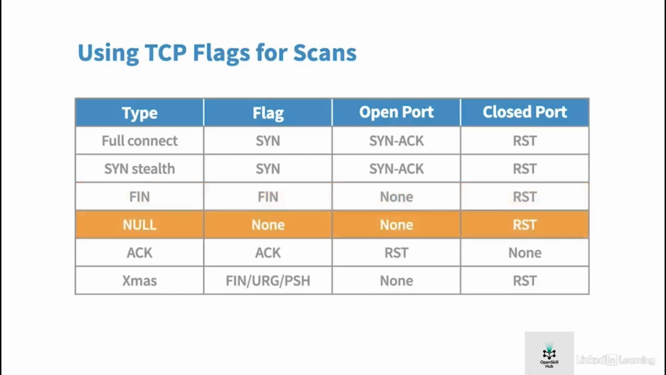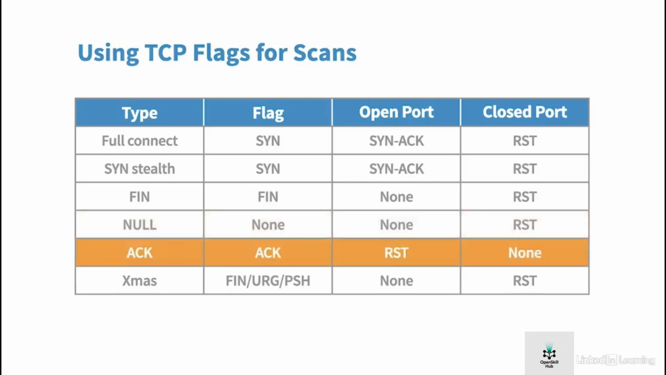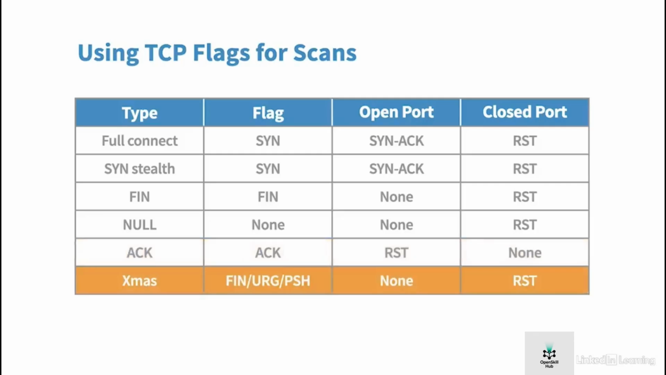With a null scan, no flags are set, and closed ports should return a reset. An ACK scan sends ACKs, and if a reset is returned, this gives the attacker data on whether or not there's a firewall present. For example, an ICMP destination unreachable response will indicate that the port is most likely filtered. And a Christmas tree scan means that the packet is lit like a Christmas tree. And this one has the fin, urg, and push flags set.